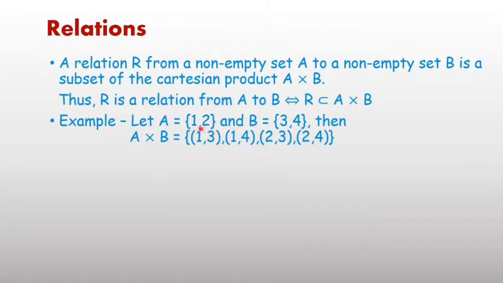Set A is given as {1, 2} and B as {3, 4}. Then A cross B, I hope we can easily write: all ordered pairs (1, 3), (1, 4), (2, 3), (2, 4). So there are 4 elements in A cross B. Just one example I have written here: relation R equal to {(1, 3), (2, 3), (2, 4)}. There are 3 elements in this R. Since R is a subset of A cross B, it is a relation.